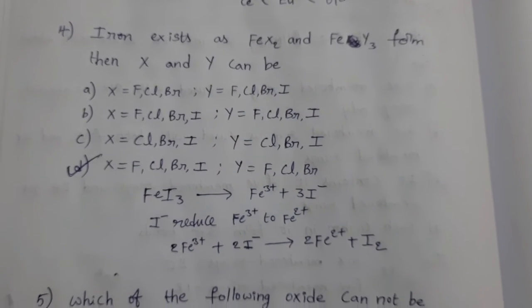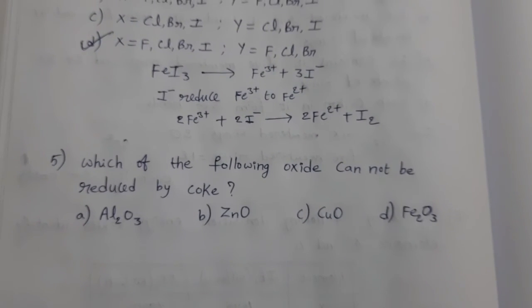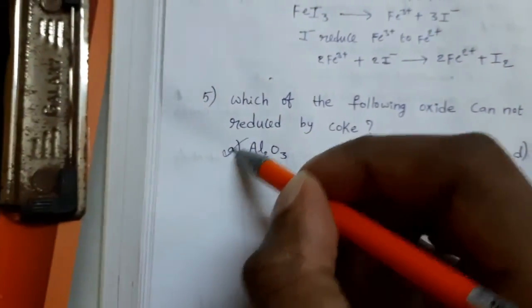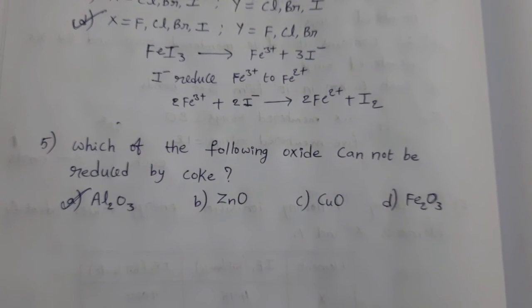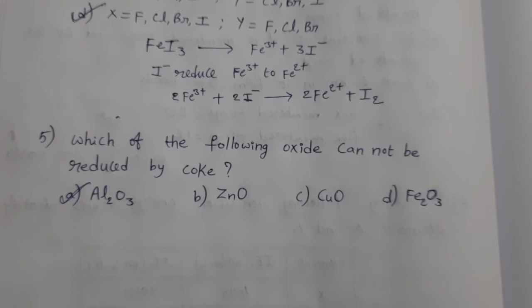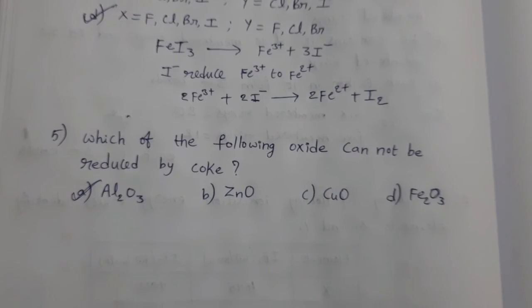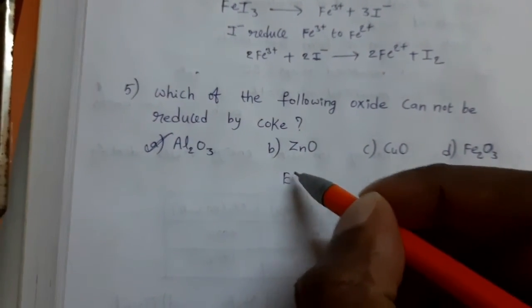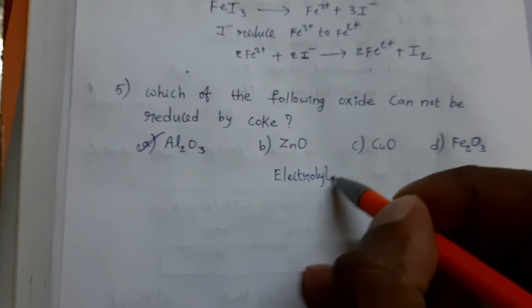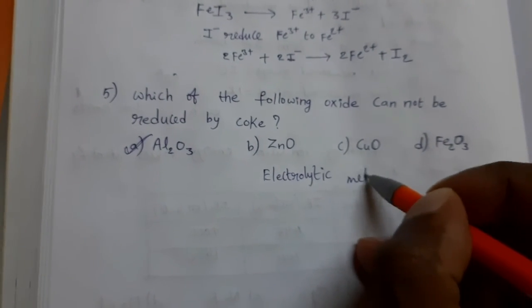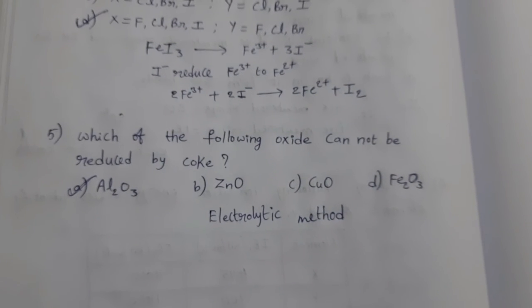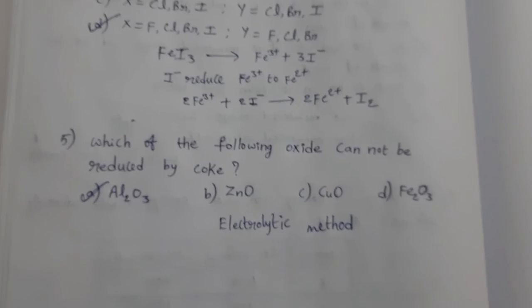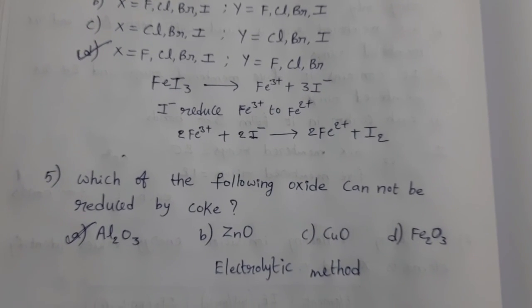Next, which of the following oxides cannot be reduced by coke? Al2O3 is the answer. The remaining ZnO, CuO, Fe2O3, all these oxides we can reduce by using coke. But Al2O3 cannot be reduced. It can be reduced by the electrolytic method. Only by the electrolysis method can we reduce this oxide. In the same way, alkali and alkaline earth metal oxides also we can reduce by using the electrolytic method. So here option A is the answer.